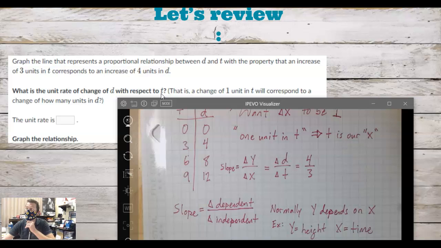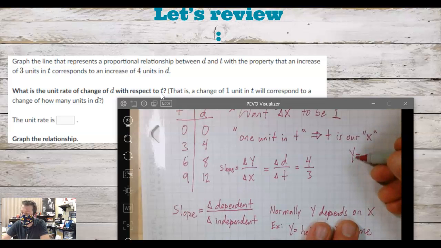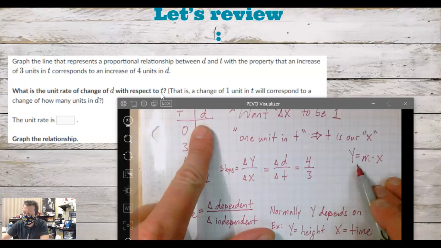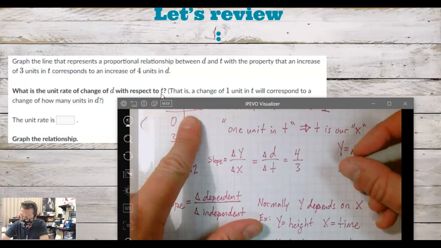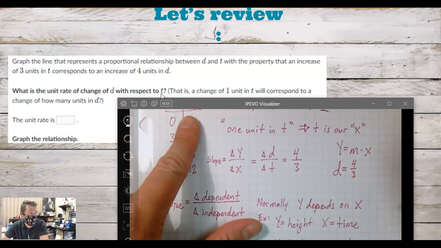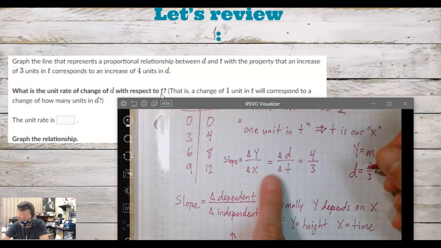Now, the equation, if it's normally y equals the slope times x, well, what's our y here? We said y is like our d, right? So we'll say d is equal to our slope, 4/3, times what's our x here? Our t.